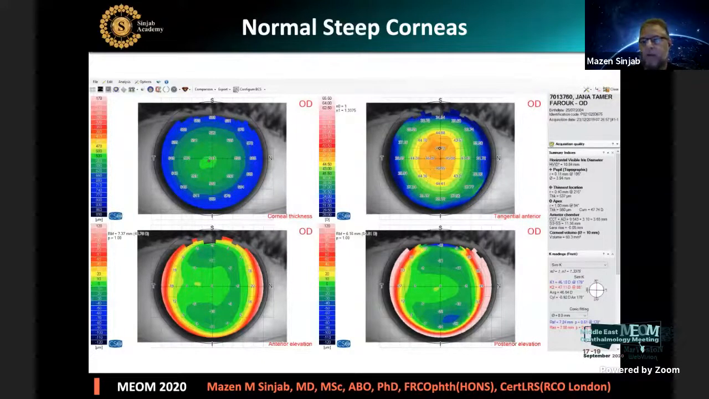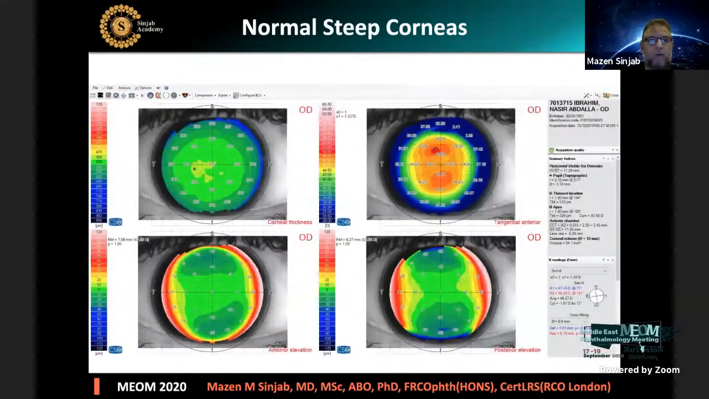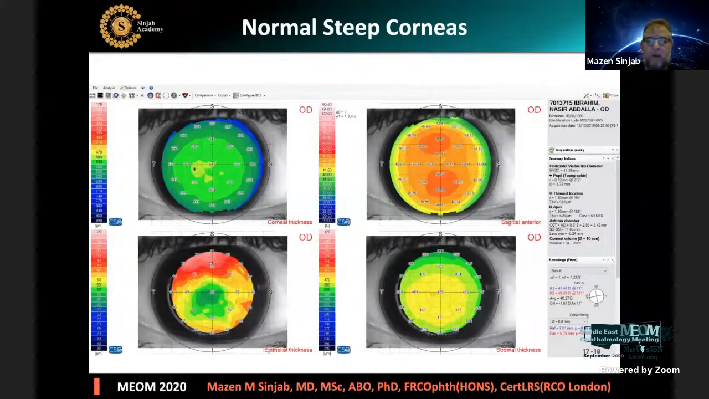This is a normal steep cornea. Sometimes whenever we see steep corneas, we may think that this steepness is because of keratoconus development. However, if we can see that the epithelium is very homogeneous in the center, this is just a normal steep cornea. And this is another example of a normal steep cornea. The epithelium is even thick in the superior part of the cornea.